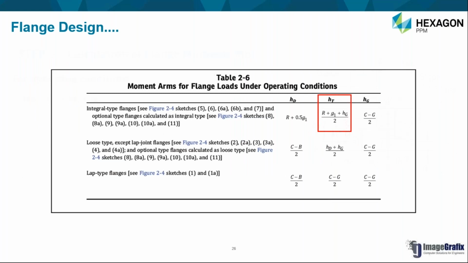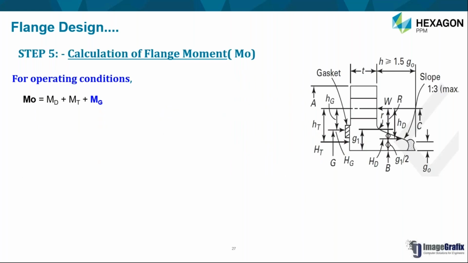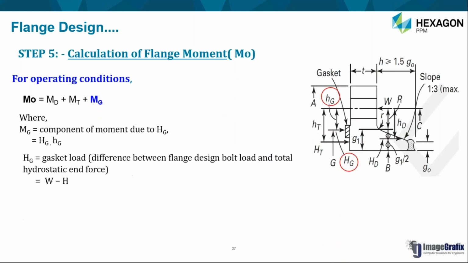Now the next condition is MG. MG is nothing but the component of the moment due to the force HG. HG is your gasket load, which is the total bolt load during the operating condition minus the total hydrostatic end force. So this is W minus H.